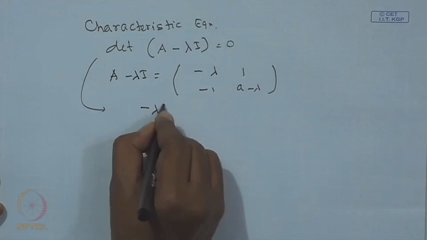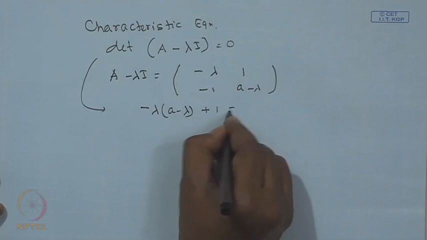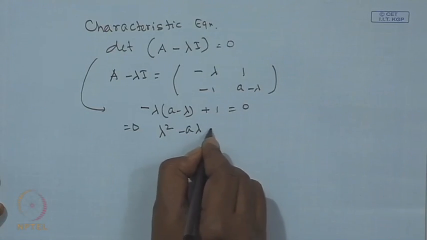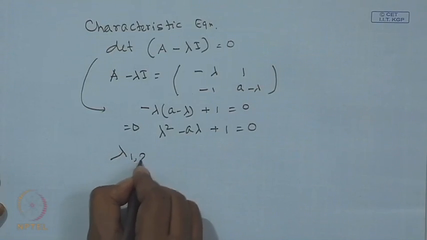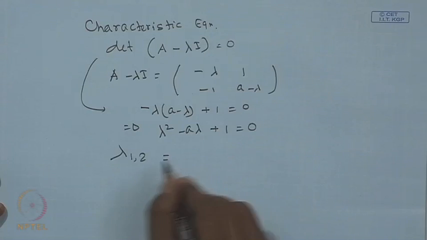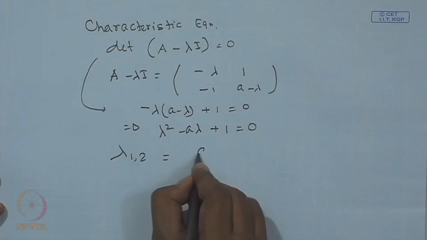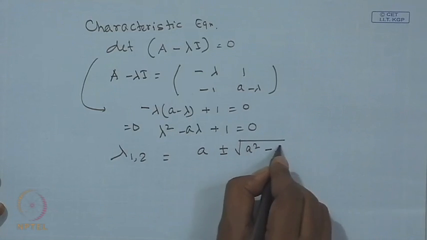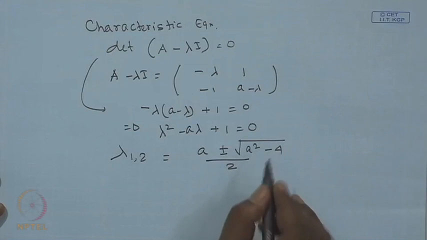So, minus lambda times (A minus lambda), minus minus, plus 1 will be equal to 0. So, this will be lambda square minus A lambda plus 1 is equal to 0. Now, if you look into the roots of this characteristic equation, which correspond to the two eigenvalues, they will be A plus minus under root A square minus 4, divided by 2.